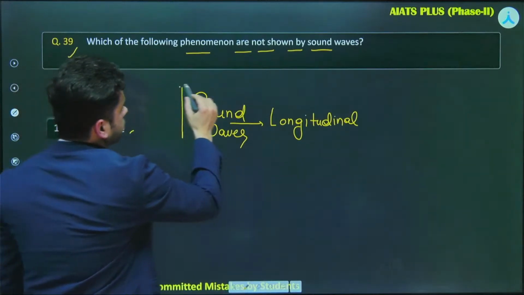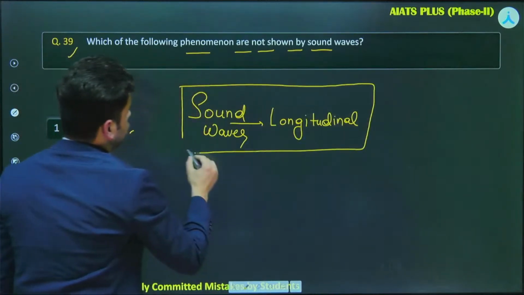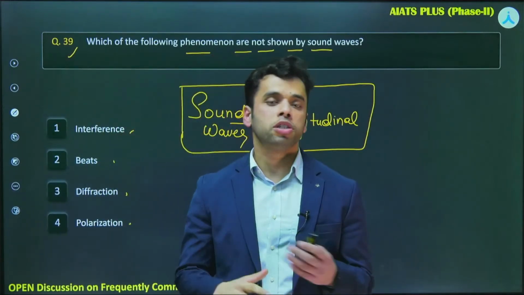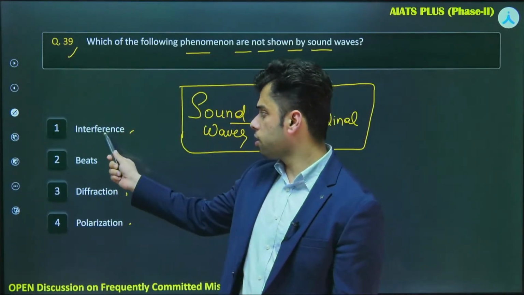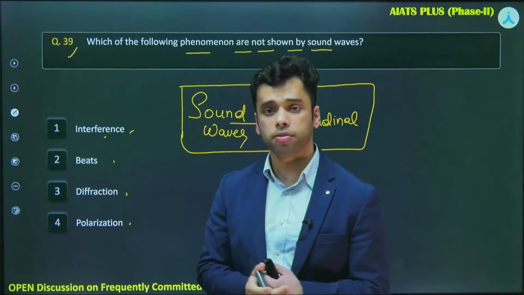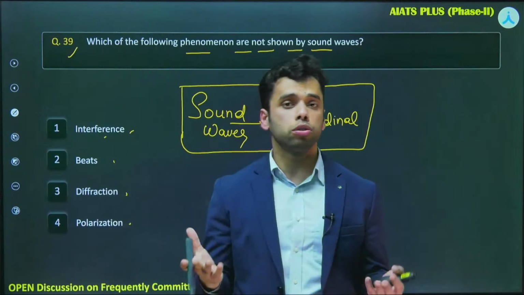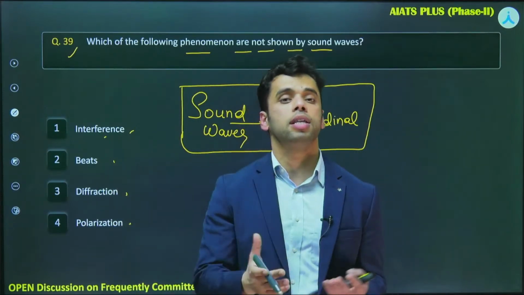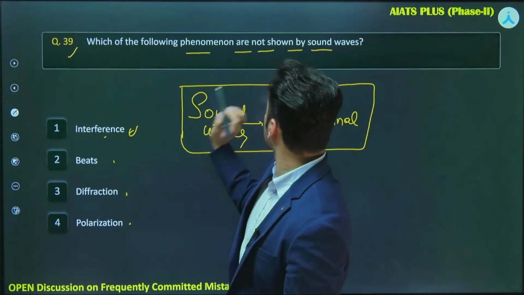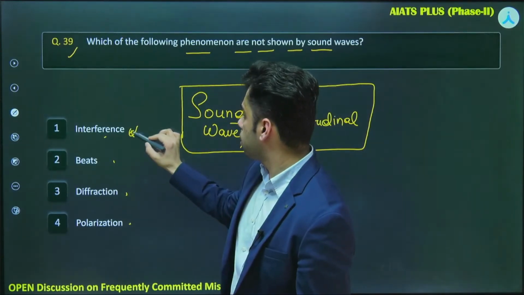So this is the nature of the sound waves, they are longitudinal. And we all know when we went through the chapter of waves, we know that interference is shown by both transverse waves as well as longitudinal waves. Beats, obviously, two sound waves of very close frequencies can give you the phenomenon of beats. So this phenomenon can be shown by the interference of sound waves.